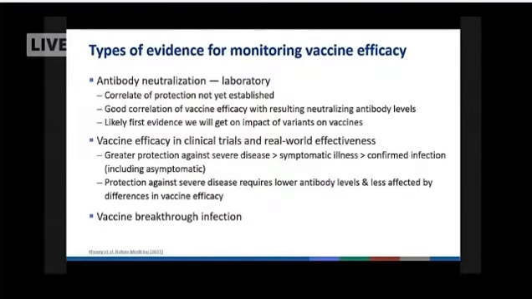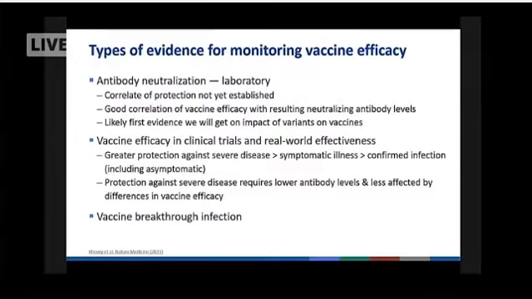We have several types of evidence that we monitor to assess the impact of variants on vaccines, including antibody neutralization generated in the laboratory. Though we note that a correlate of protection is not yet established, good correlation has been observed between vaccine efficacy and the neutralizing antibody levels from different vaccines, and this will likely be the first type of evidence we get on the impact of new variants on vaccines.